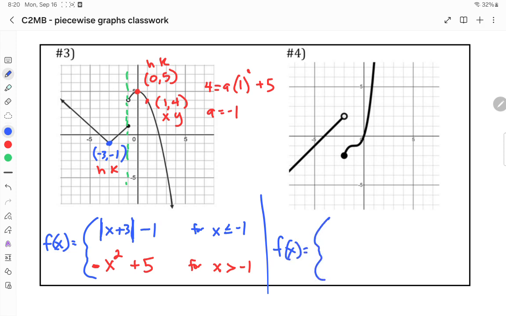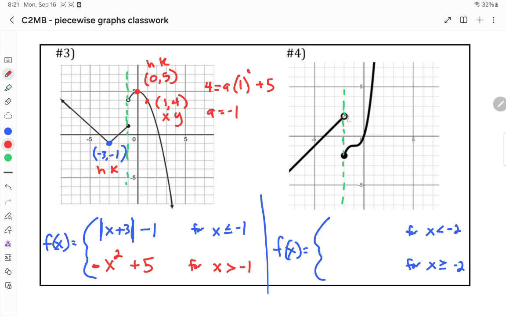Okay, now again, what do I have? I got a line on the left, and I have a cubic function on the right. So let's see, where's that transition? That transition looks like it's at -2. That's where it changes over. So my first equation is going to happen for x is less than -2. The second equation is going to happen for x is greater than or equal to -2. I did the same color, but that's okay. We're getting there.